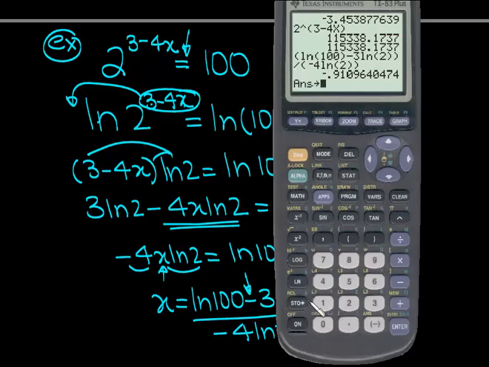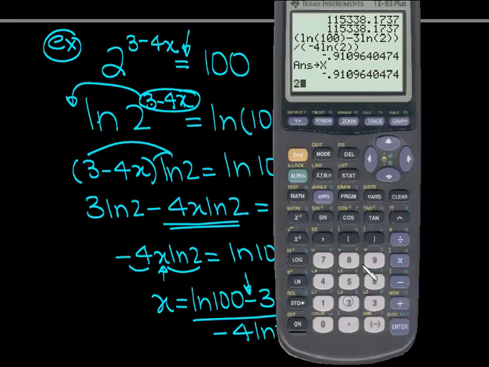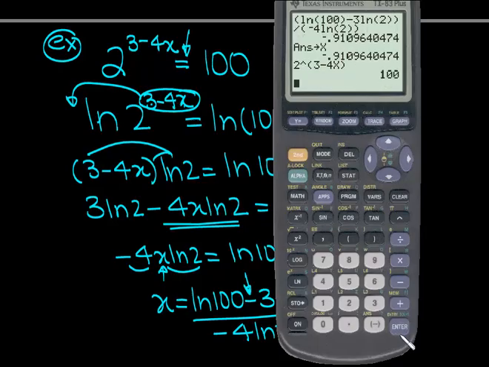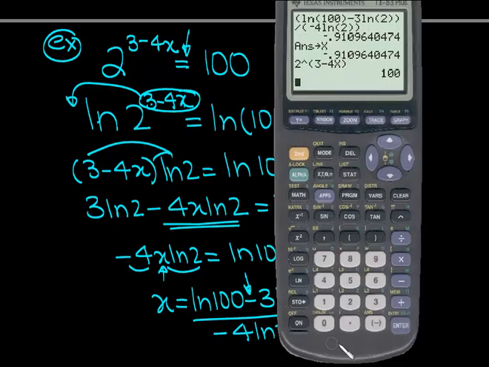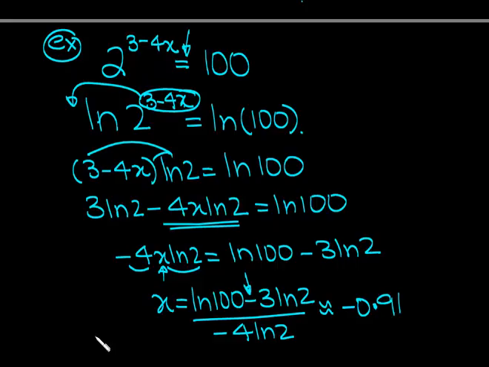So I'm going to store that into x. Then I'm going to take 2 raised to parentheses 3 minus 4x, and that should be 100. That's what it is. So we know our answer was correct. Okay. So that's how we solve exponential equations where the unknown is an exponent. Let me do one more problem that's a little bit more difficult.